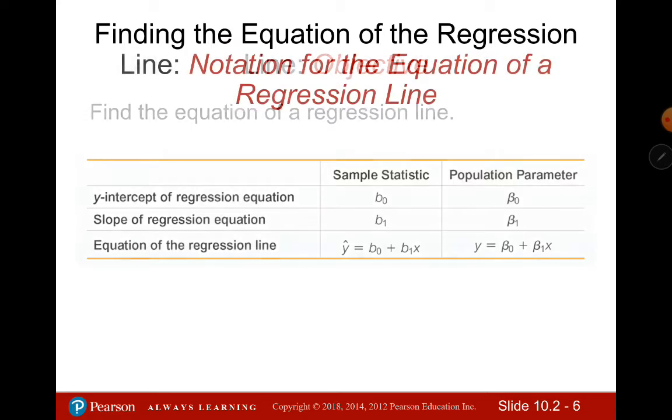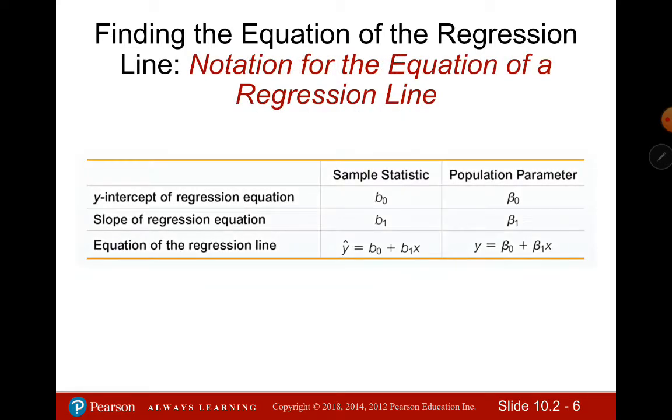So how can we find the equation? This is just some notation for the regression line. If this is the sample, then we use the sample notation b0, b1. And for the y variable, we use y hat, because it's the response variable, the dependent variable. We use y hat for the sample, right? But if it is from the population, we use beta 0, beta 1 to represent the intercept and the slope.